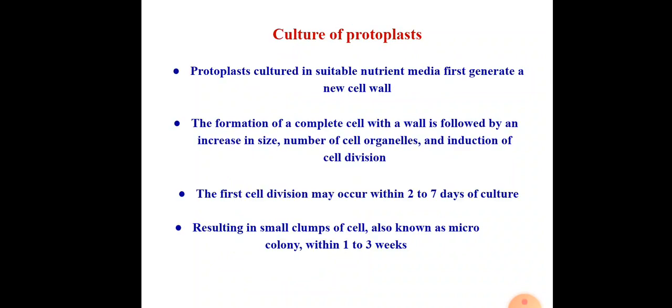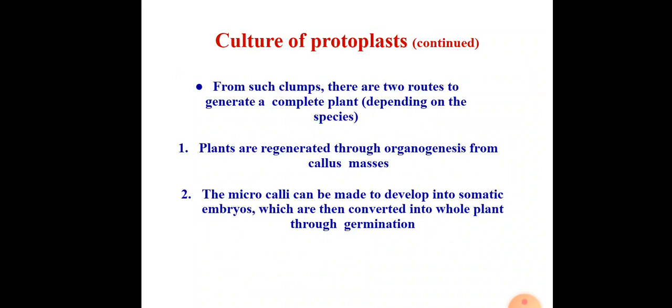In a culture of protoplasts, the protoplast is cultured in a suitable nutrient medium, with the first step being to generate the new cell wall, and another being the formation of a complete cell with the wall, formed by an increase in size, number of organelles, and induction of cell divisions. The first cell division may occur within 2 to 7 days of culture, resulting in small clumps of cells, also known as microcolonies, within 2 to 3 weeks. And from such clumps, there are two routes to generate complete plants, depending on the species.